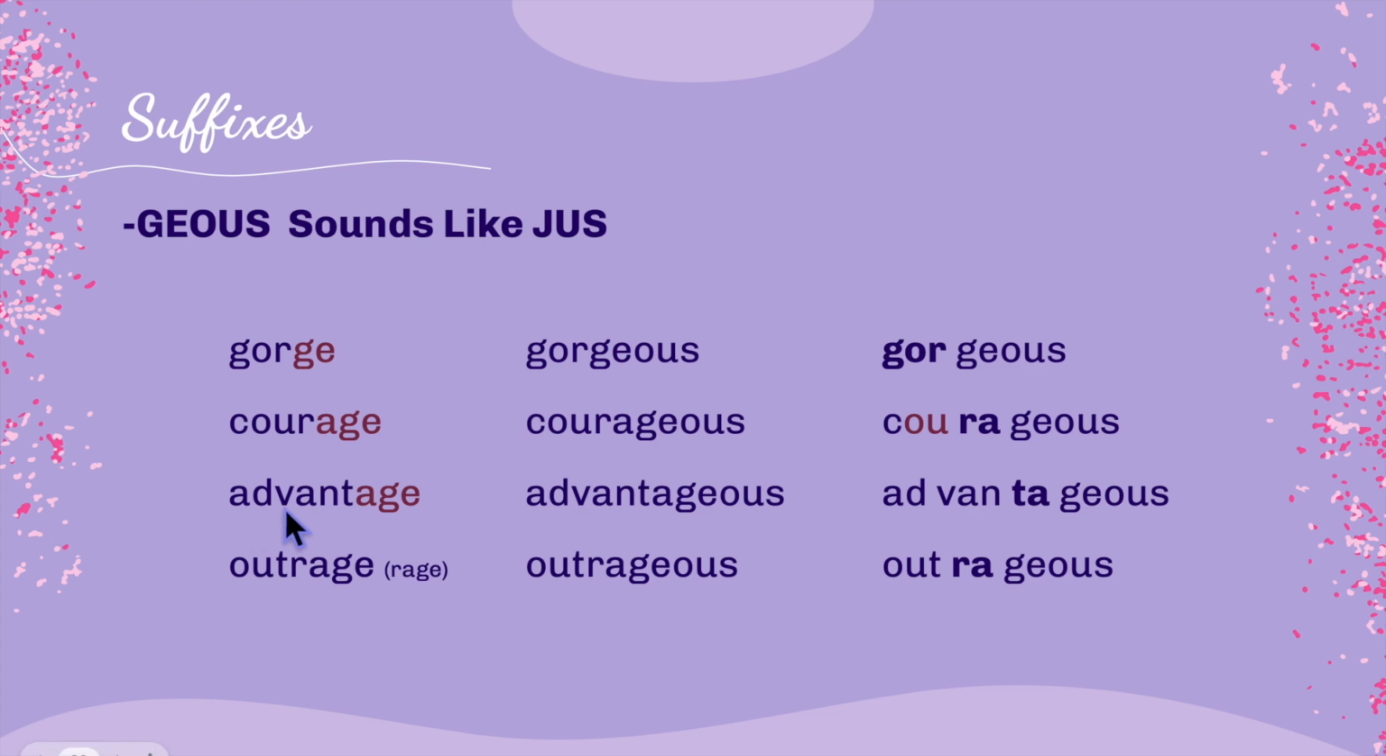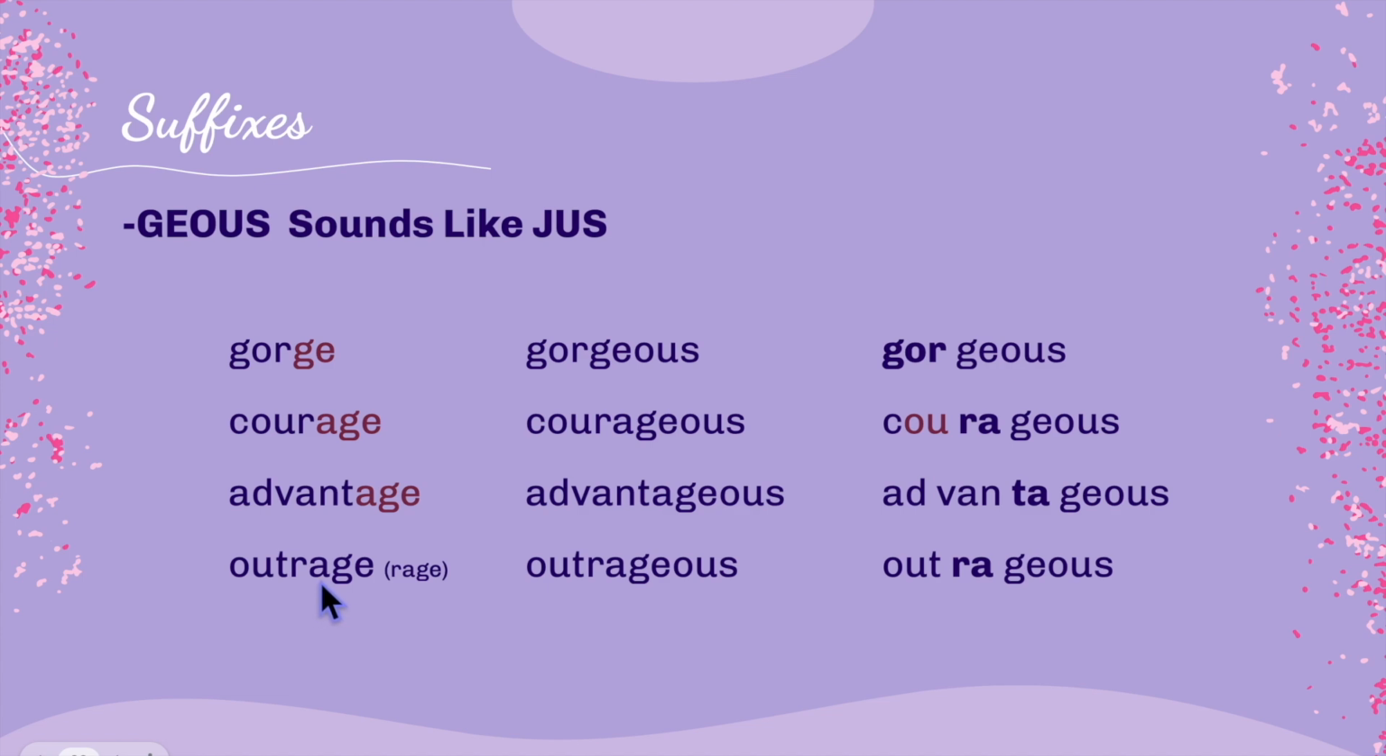Here we have our root advantage. We add our suffix us. We divide between two consonants here, and before our suffix. Advantageous, advantageous. Here we have the word outrage with the root of rage.